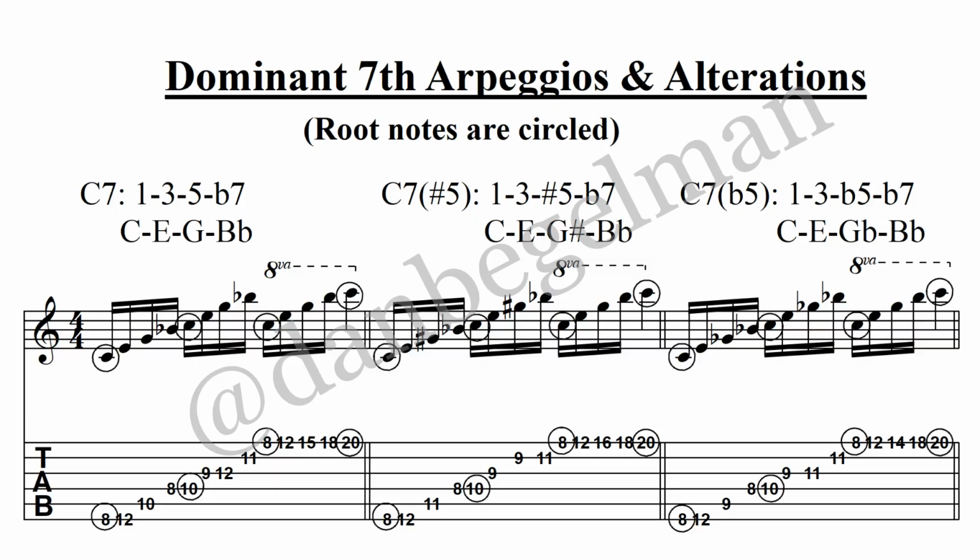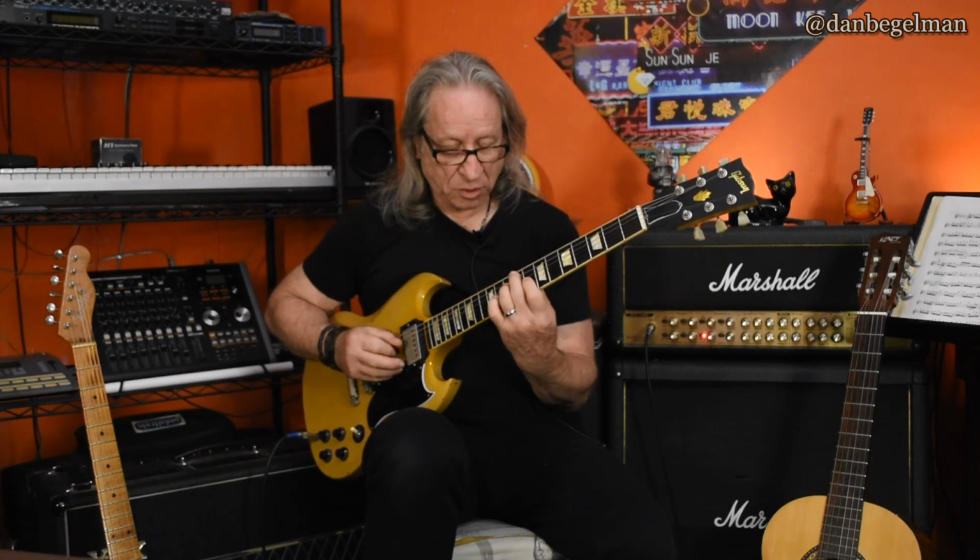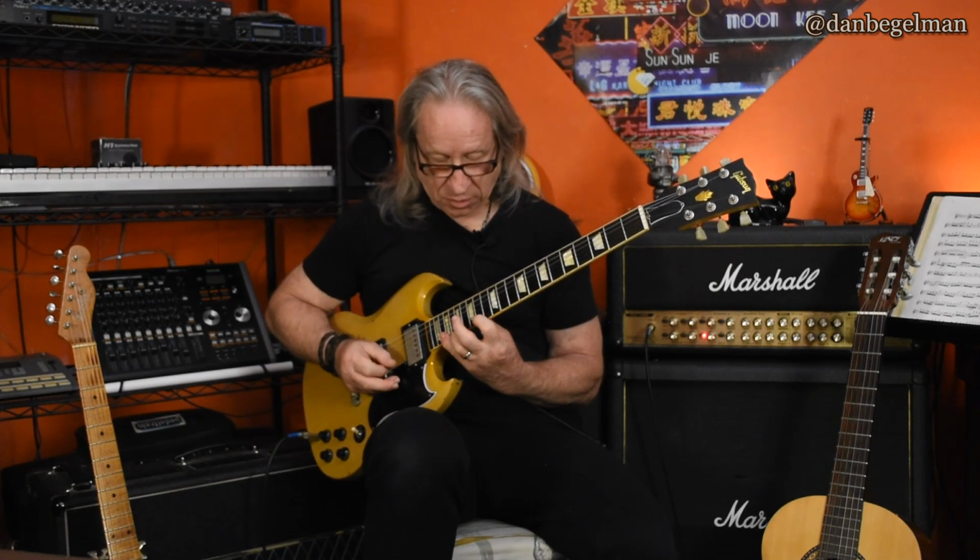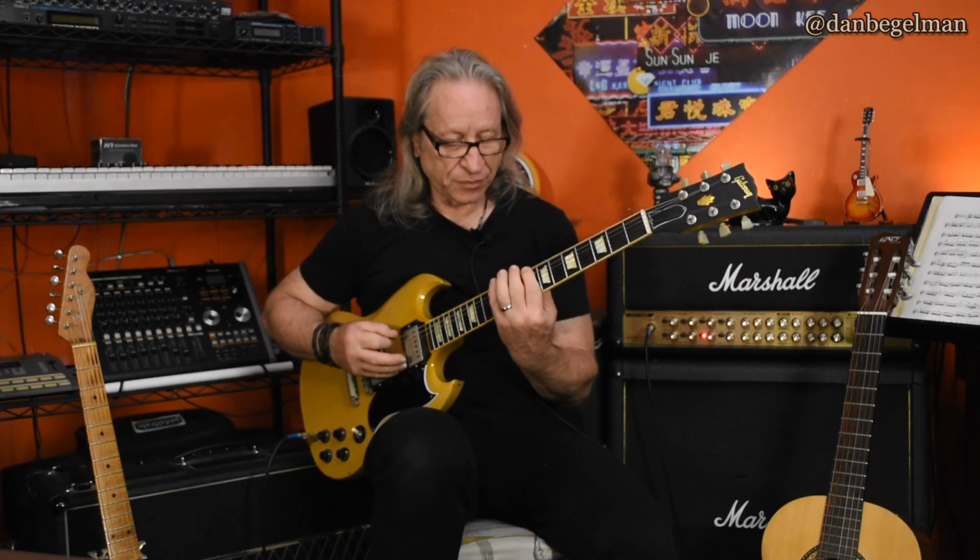C7 flat 5. And then there's the diminished 7th arpeggio: 1, flat 3, flat 5, double flat 7, or 6. C, E flat, G flat, B double flat, or A. C diminished 7th, and then C half diminished, which is the same as a C minus 7 flat 5, which I showed you.